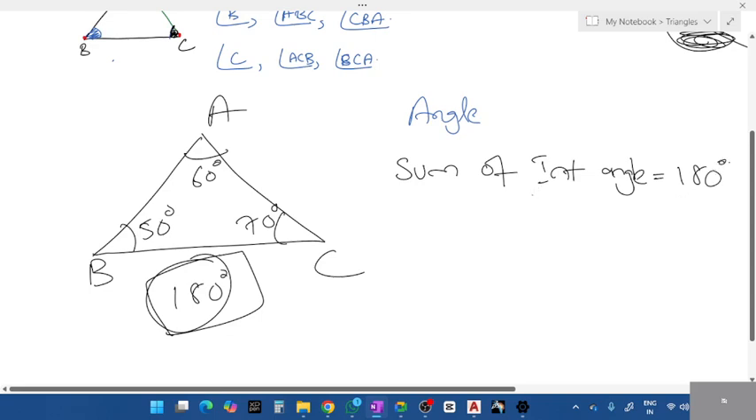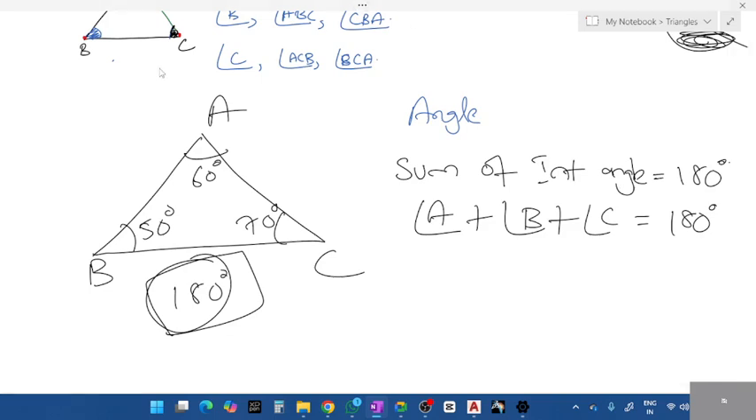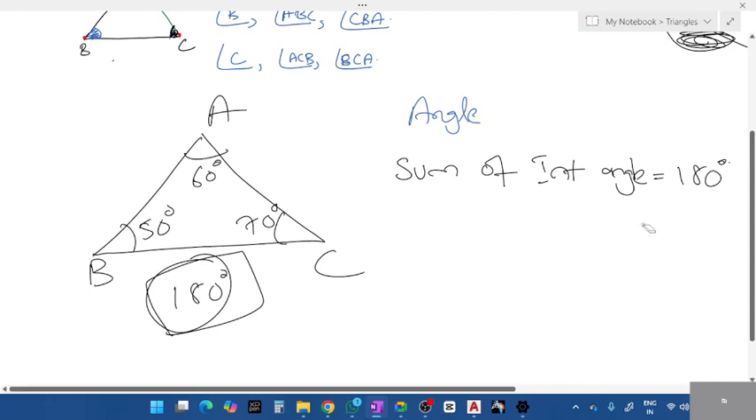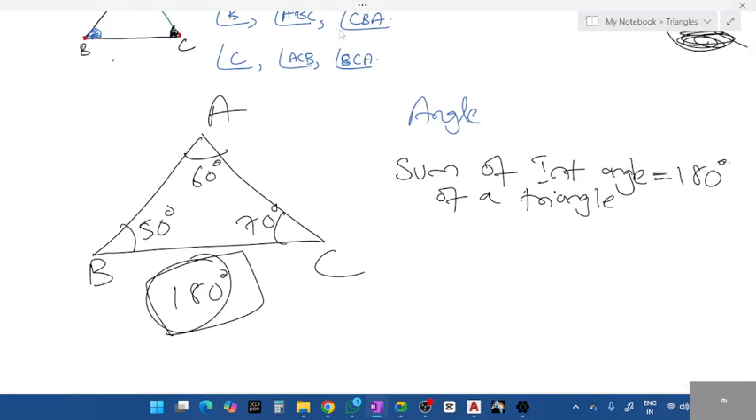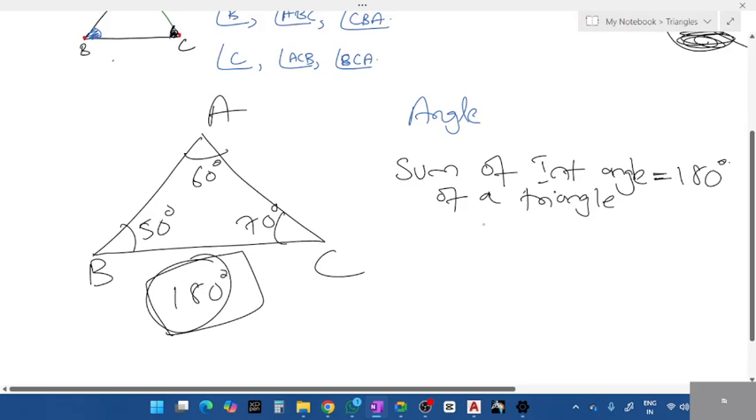This is the concept, so don't just memorize anything. Sum of interior angles. What does that mean? Angle A plus angle B plus angle C should be equal to 180. It can be anything: 50, 70, 60, 80, 90. So the sum of interior angles of a triangle is equal to 180 degrees. Make a note of this. Don't forget this concept.